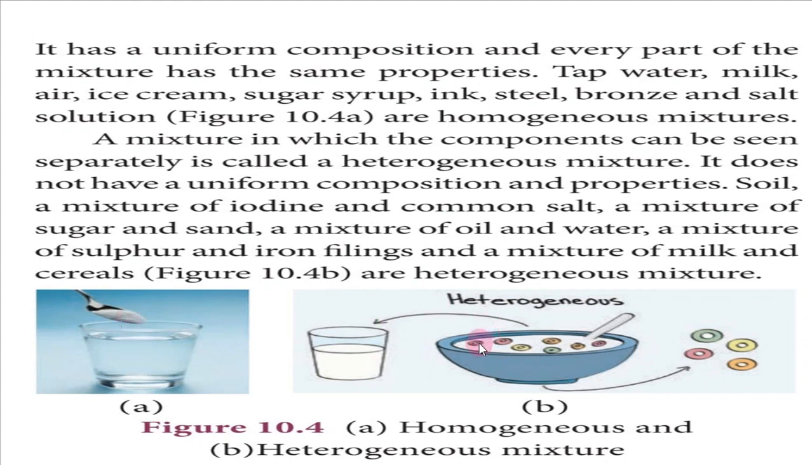This one does not have a uniform composition. Homogeneous shows the mixture properties, but heterogeneous shows the components' properties. Some examples for homogeneous are tap water, milk, air, ice cream. Examples for heterogeneous are soil, a mixture of iodine and common salt. This one also may be asked as a 1 mark question, so please underline it. Soil, a mixture of iodine and common salt, a mixture of sugar and sand. These are the examples for heterogeneous mixture.